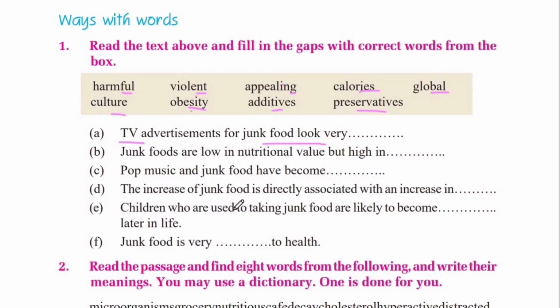E number. Children who are used to taking junk food are likely to become what? Violent. They will become violent later in life. Last but not least, junk food is very bad to health. Very what? Harmful. That means not healthy. Harmful to health. Okay, now let me write down the answer.